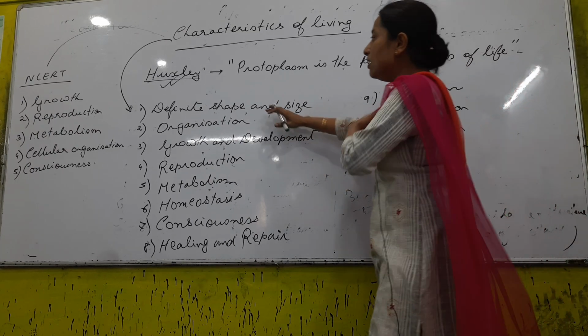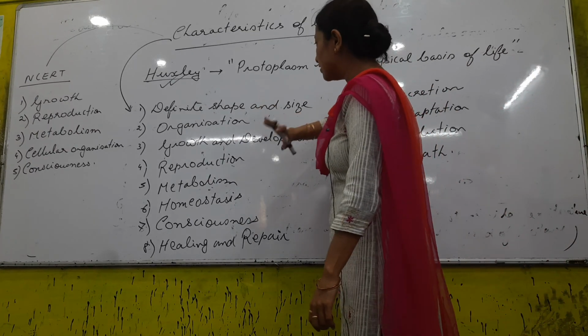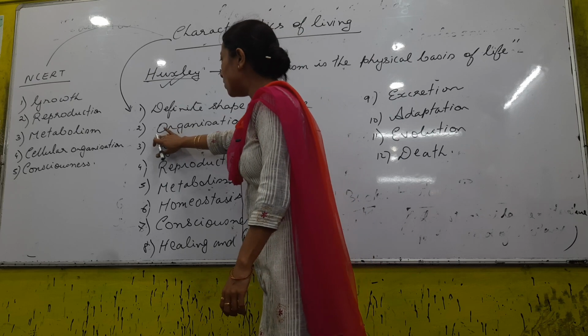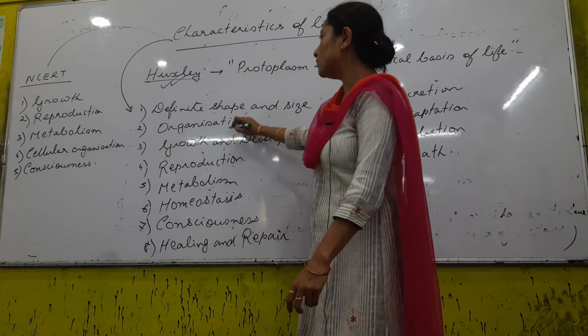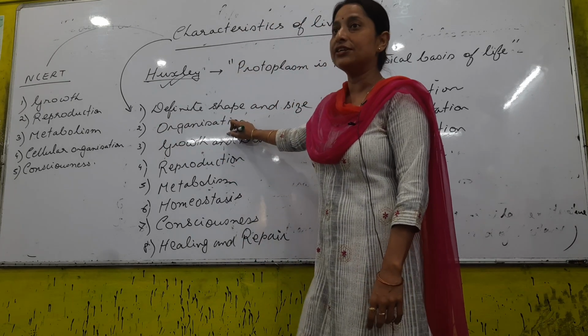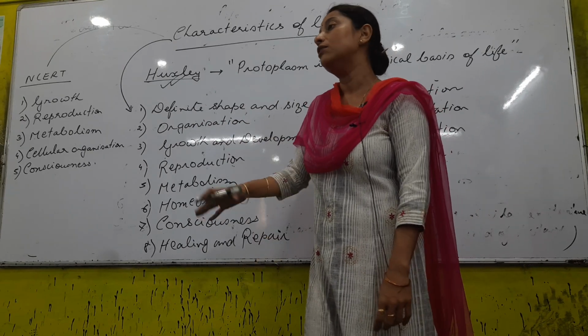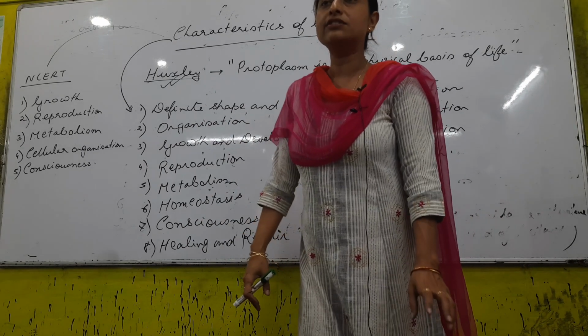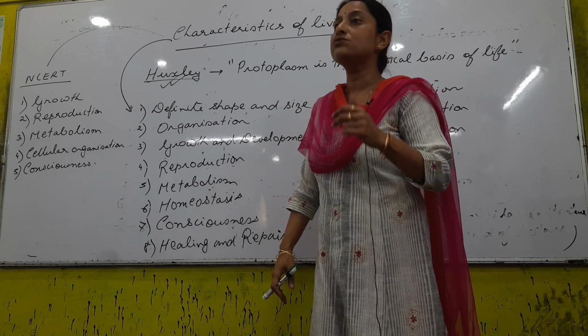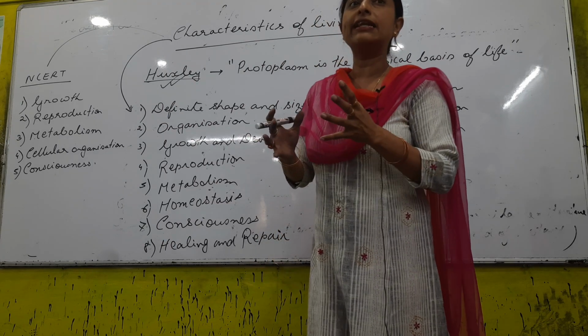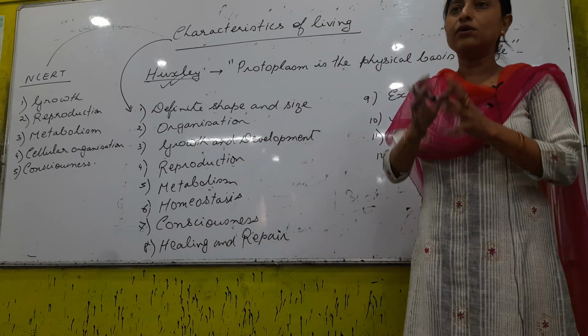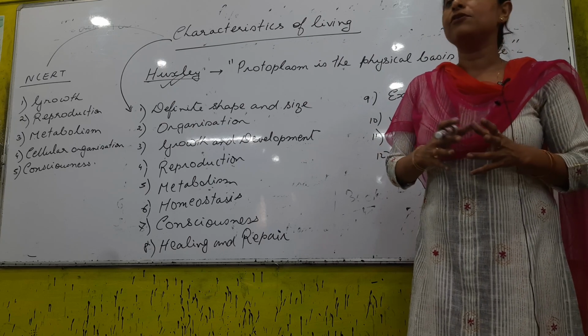Coming to this part, definite shape and size, we'll come to that later. First, in living organisms, what we see is something called organization. Organization, what we are talking about here: I think you have heard the words cells, cells into tissues, tissues into organs, organs together form an organ system, and organ systems as a whole form the organism.